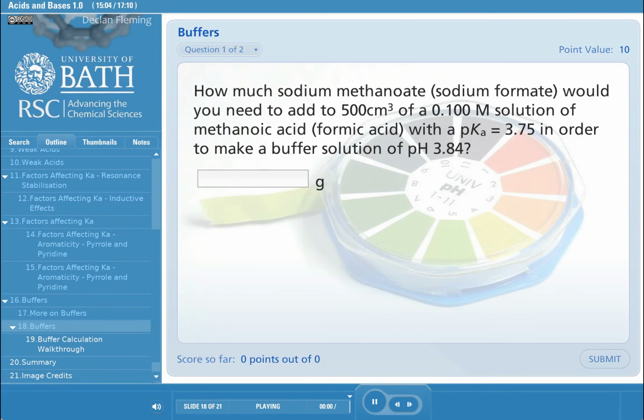How much sodium methanoate would you need to add to 500 cm³ of a 0.1 molar solution of methanoic acid with a pKa of 3.75 if you want to make a buffer solution with a pH of 3.84?